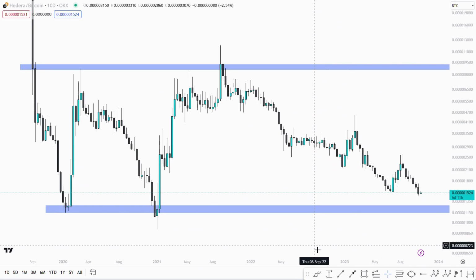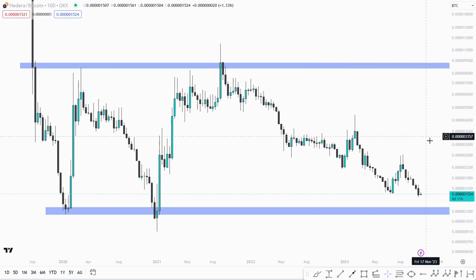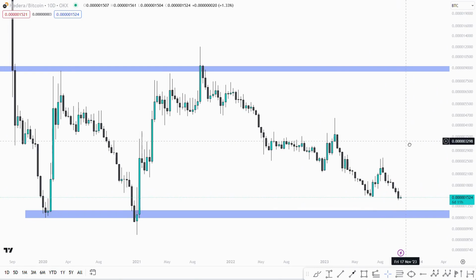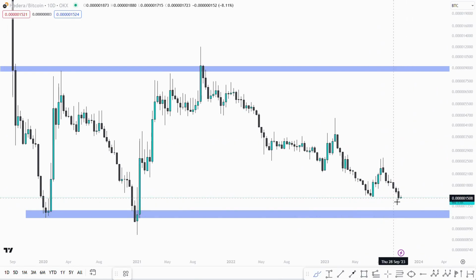But again, just looking at the HBAR Bitcoin chart, we're nearing the bottom of this range now. And this does not mean that if we were to drop like this, that HBAR USD has to drop. That could just mean that Bitcoin goes on a bit of a rampage, 40, 50k. HBAR goes up in USD value, but doesn't go up as much as Bitcoin, so it loses value against Bitcoin.